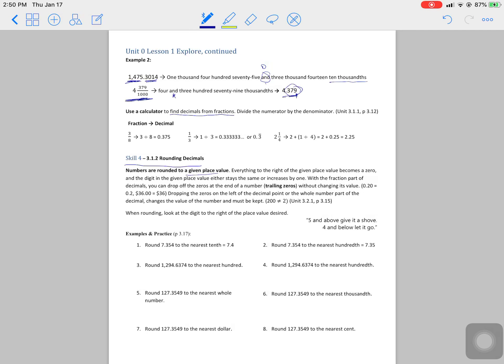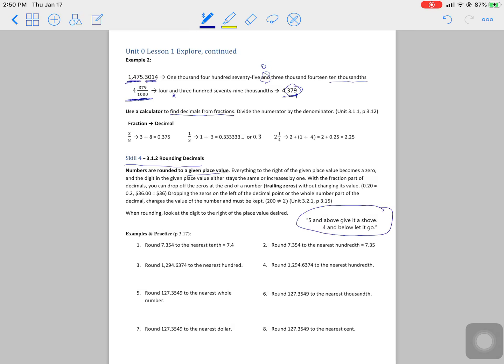Numbers are rounded to the given place value. You are told where to round it. Sometimes in my statistics class, if I don't tell you where to round things, I'll say, you get to pick, you just have to round correctly. So you decide where you're rounding it, but then you have to round correctly. So I like the saying right here, 5 and above, give it a shove, 4 and below, let it go. So depending on the place value you're looking for, you need to round it given the number you have to the right of it.